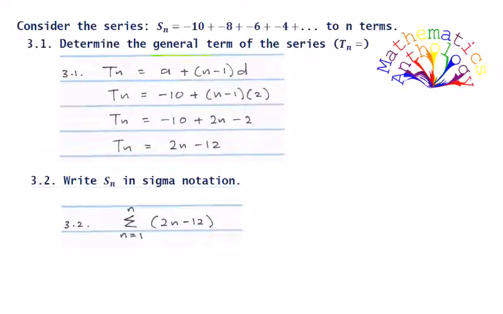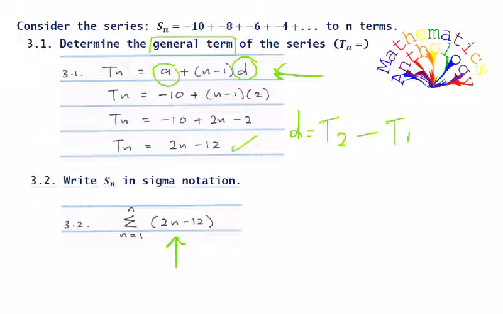So here we have, consider the series Sn is equal to -10 plus -8 plus -6 plus -4 plus and so on to n terms. 3.1, determine the general term of the series, that is Tn is equal to. So we need to figure out firstly what type of series this is. Is it arithmetic, geometric, or quadratic?